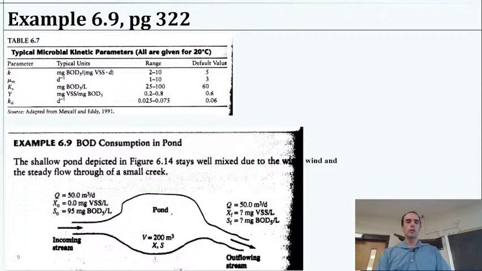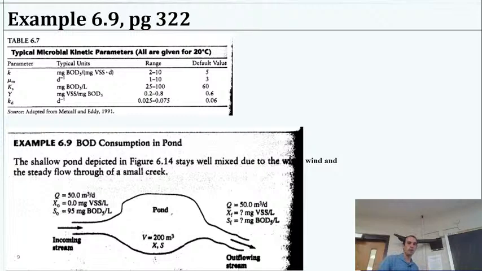So this example here, example 6.9, page 322, from our book, gives us a bunch of these parameters. If you take a look here, we've got K, we've got mu max, we've got Ks, we've got Y, and Kd. This table is giving us typical units for those parameters. So we could use this as a lookup, say, okay, well, we've not been given a mu max, so we're going to estimate it's somewhere between 1 and 10. Maybe use this default value here, let's say 3 per day. So it gives us the units, gives us some default values we could use.